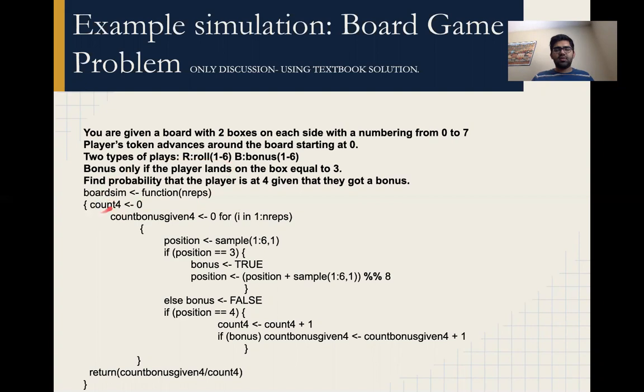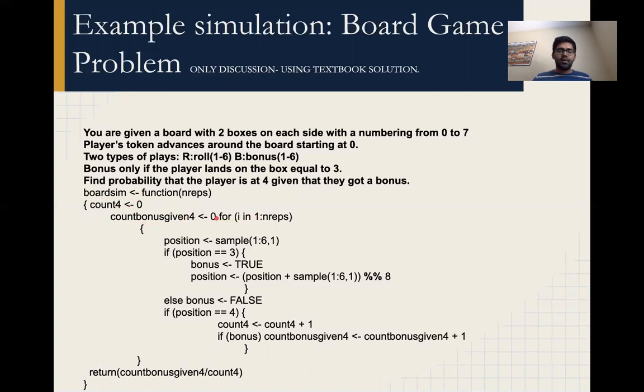This counter is to count the number of times I will land at 4. Then there's the count of the bonus given 4, a counter for the number of times the bonus was given and I ended at 4. So two counters: count4, the number of times I am at 4, and countbonusgiven4, the number of times I'm at 4 given the bonus.